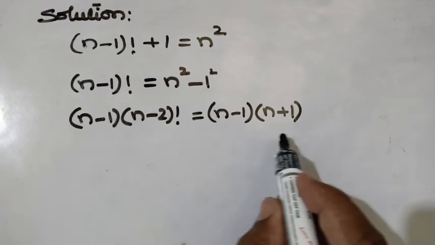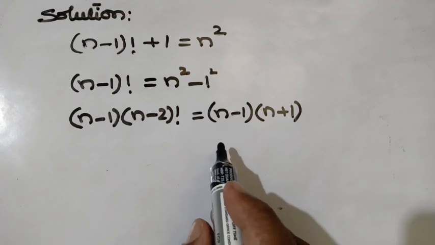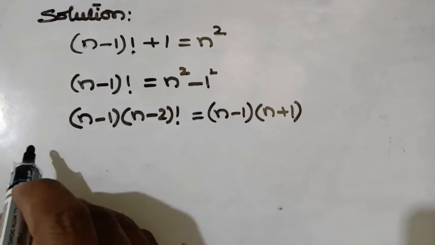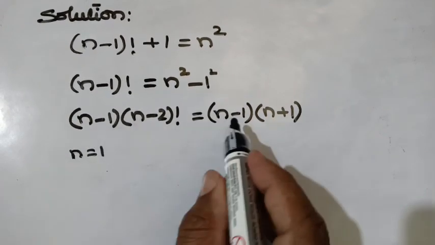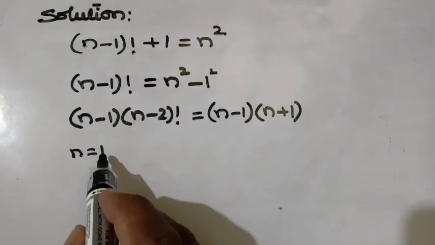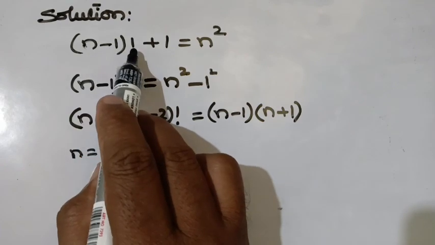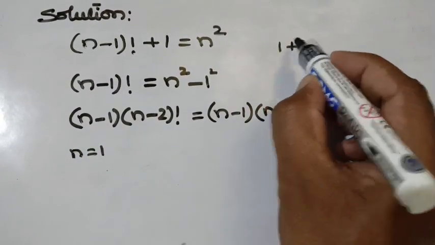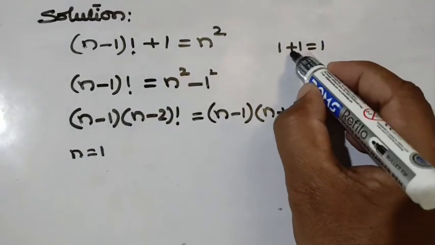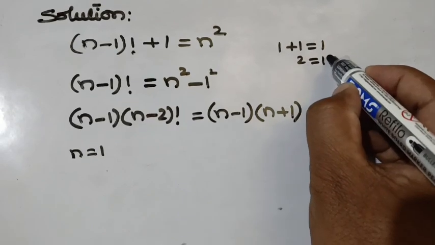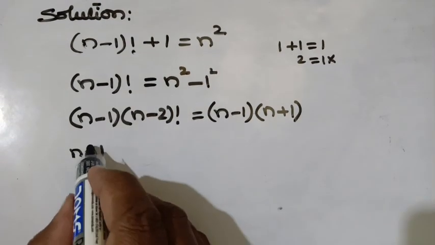In order to divide this equation by n − 1, the condition is n should not be equal to 1, or n − 1 cannot be 0. What happens if n − 1 is 0? Suppose n is equal to 1, then I cannot divide both sides by n − 1. If n is 1, the given equation becomes (1 − 1)!, that is 0!, which is 1, plus 1 is equal to 1², which is 1. So 1 plus 1 is 2, and 2 is equal to 1. This is not true. That means n is not equal to 1.